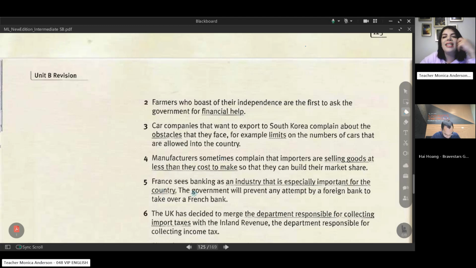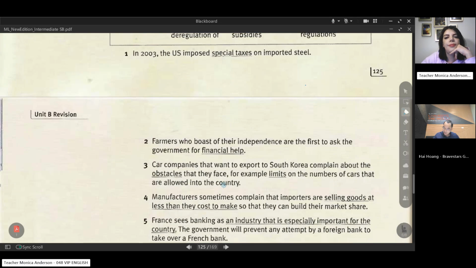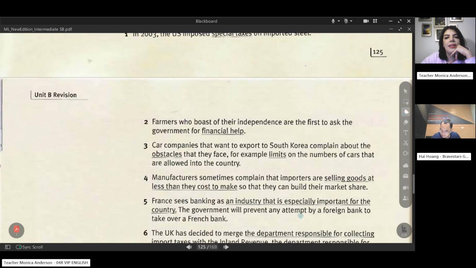And France sees banking as an industry that is especially important for the country. So which one? French. So an industry that is especially important for the country. Is it restrict? No, it's strategic. That is a strategic industry. So when we say a strategic industry, it means an industry that is important for the country.